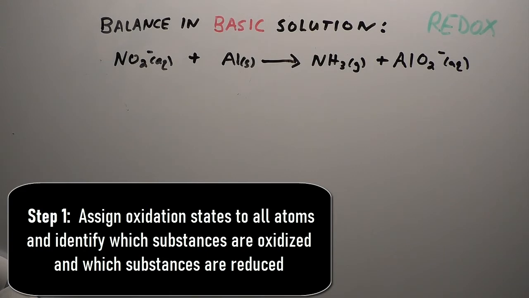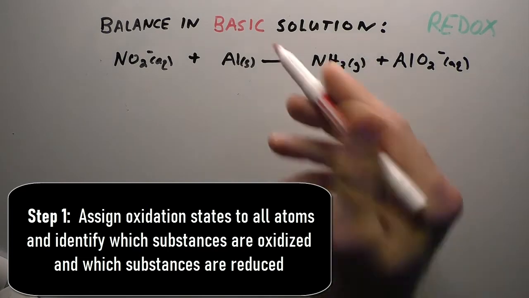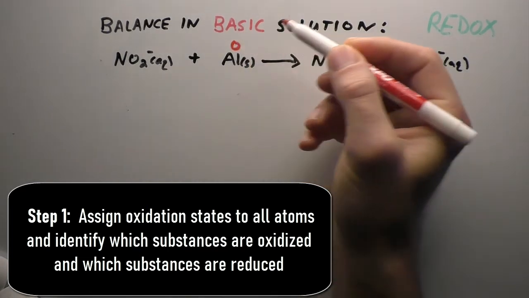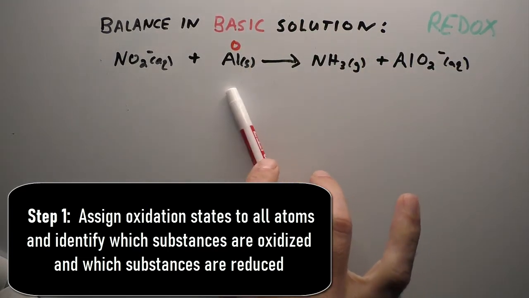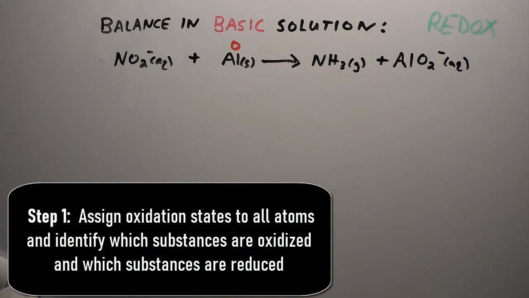So the easiest one is the aluminum, which has an oxidation state of 0 in the reactants. Why? Because the oxidation state of any free element is always 0. So that's the easiest one.